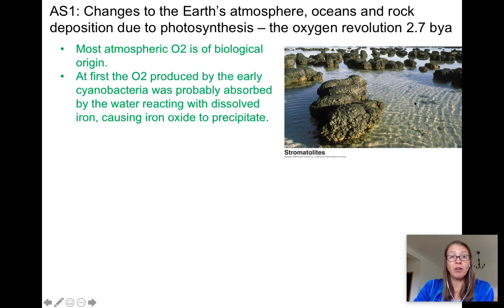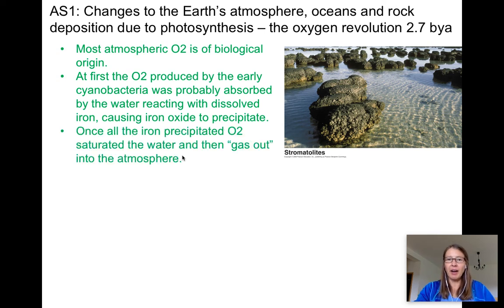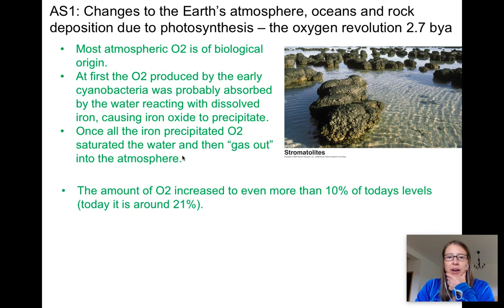At first, the oxygen produced by the early cyanobacteria was probably absorbed in the water. That dissolved the iron, and it caused iron to precipitate, and the oceans turned bright red. But then eventually, enough of that iron precipitated out, and the oxygen was just dissolved into the ocean, and then it started to gas out into the atmosphere. So then all of a sudden, we have all this O2 increasing in the atmosphere. It went from about 10% of today's levels to around 21% now.